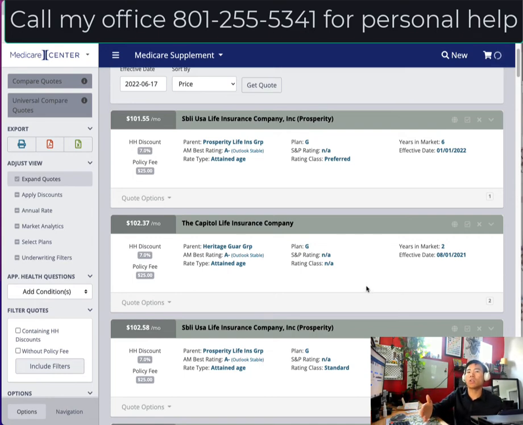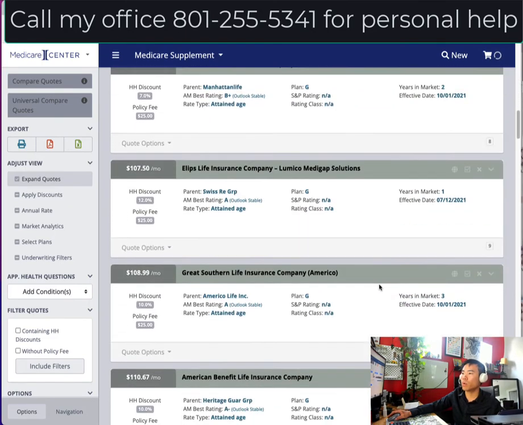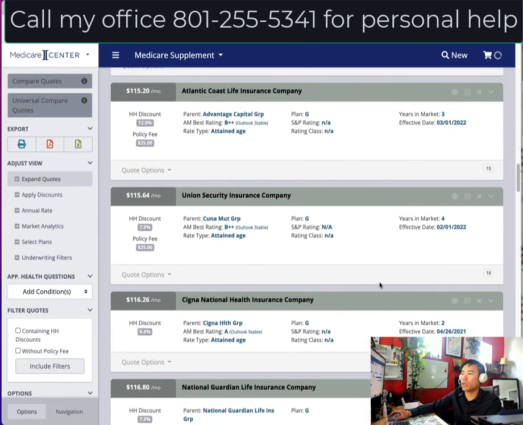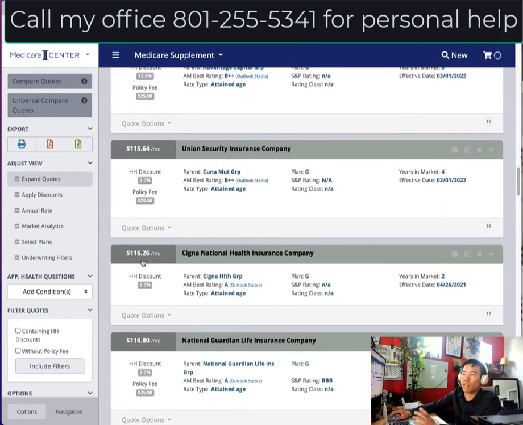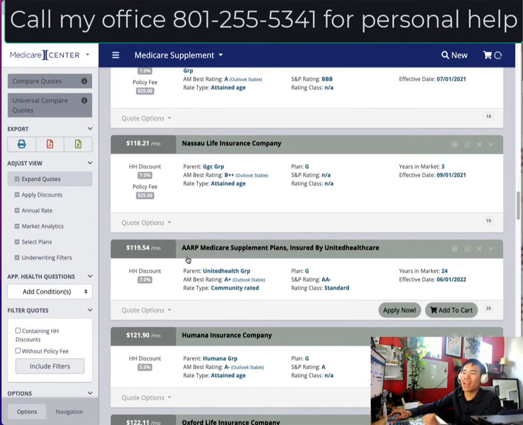The last thing you'll want is to go with the insurance company that is providing you with the lowest premium, and then a few years from now they pull out of the market, and you're left high and dry, and then you have to shop for a different plan. It's too much hassle. I always advise invest a little bit more to go with the company that is reputable. So one example is AARP United Healthcare. They're the largest insurer in the nation. Cigna, for example, Plan G at the age of 65 is $116.26. AARP, on the other hand, is $119.54.